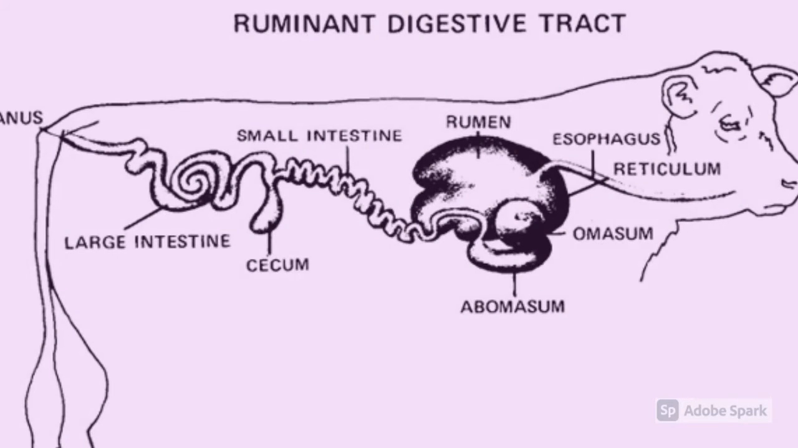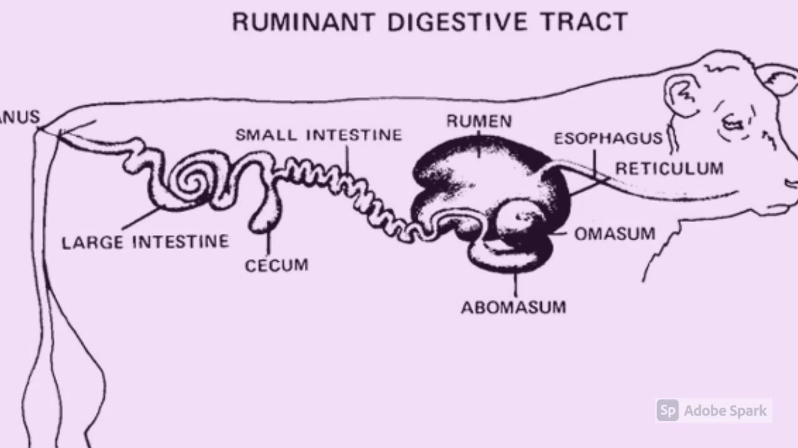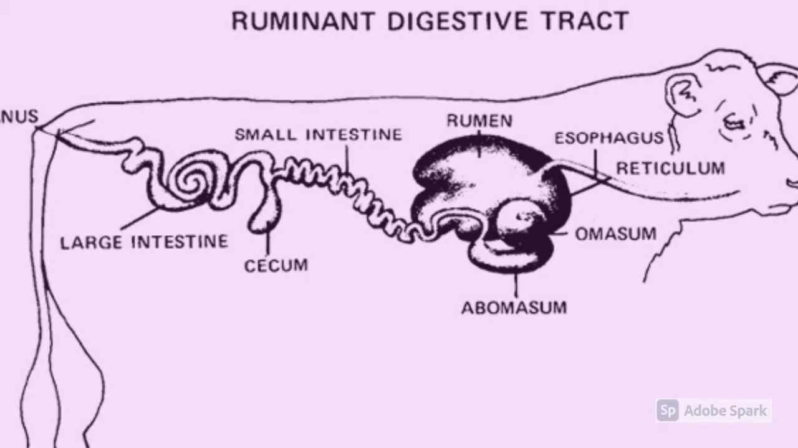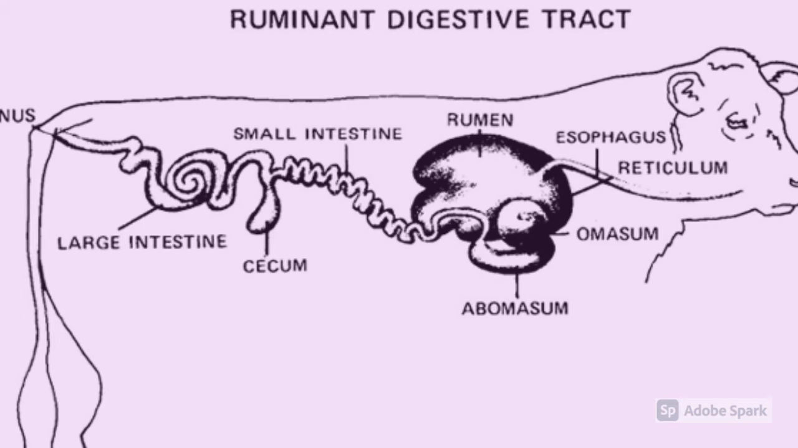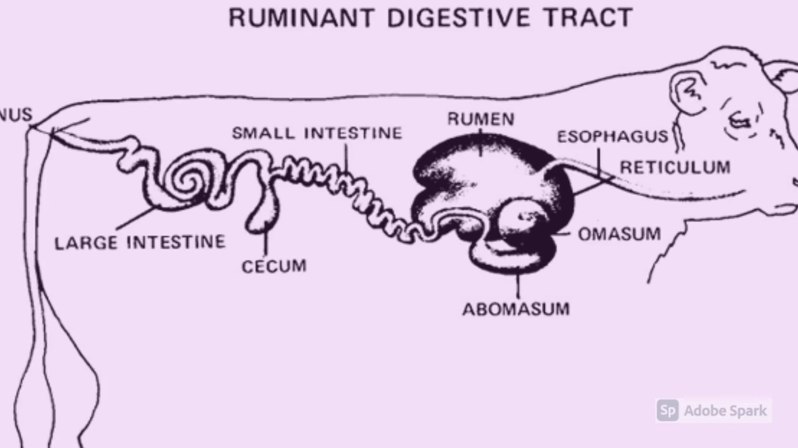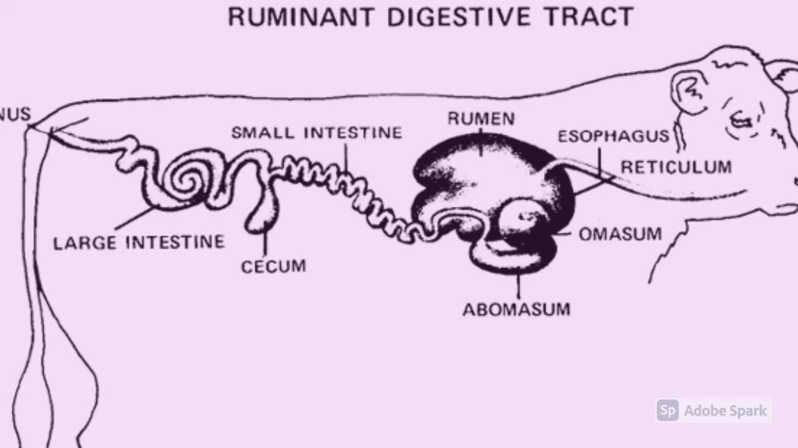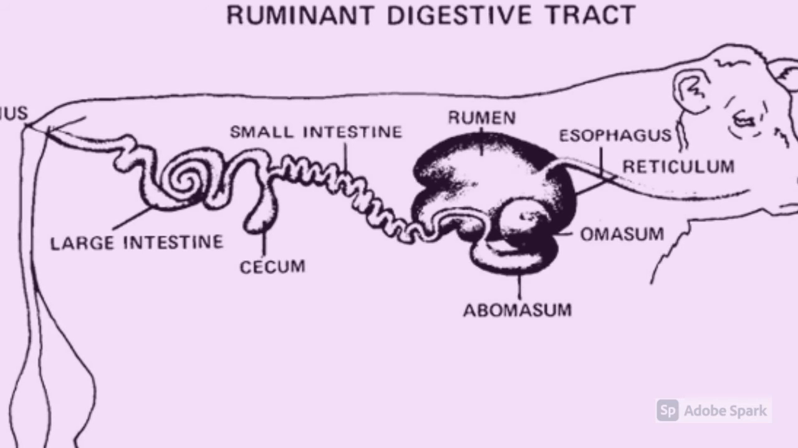I wanted to put this visual back up here just so you could visualize where these different parts of the stomach are. And just to review, as we stated earlier, the digestion starts off in the reticulum and then moves to the omasum, and then the abomasum, and then the rumen. So that's important for you to remember.